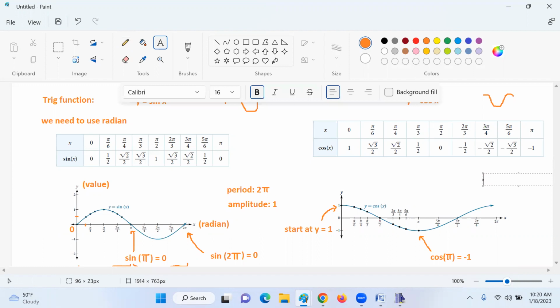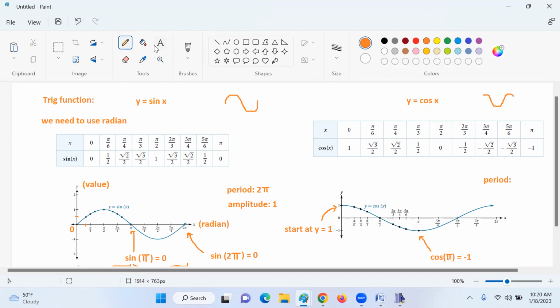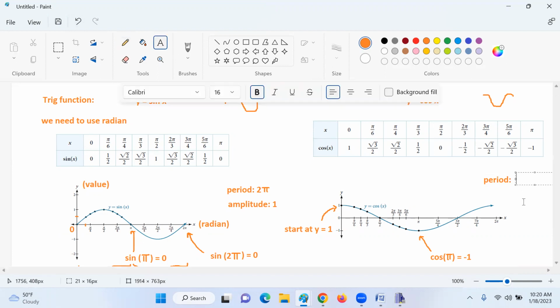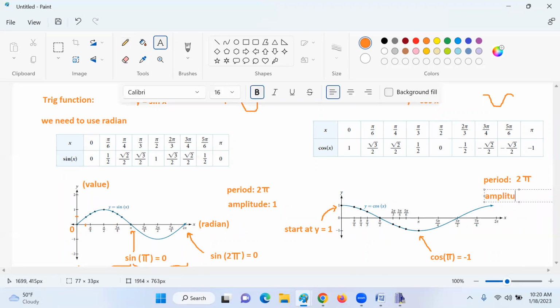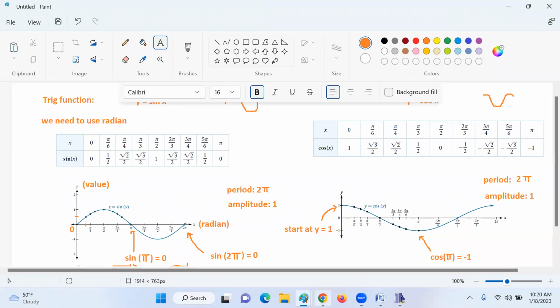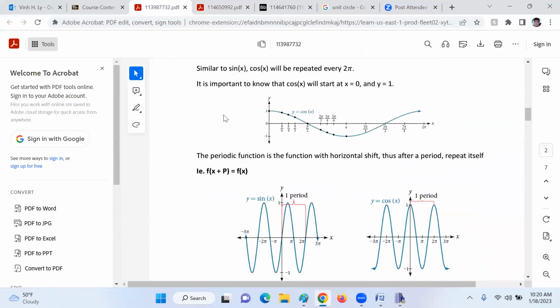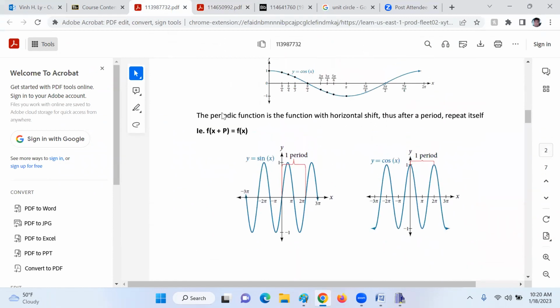The period will still be 2 pi, and the amplitude is 1 as well. Are we good? Yeah, it always stays the same, and then we change certain values for this.